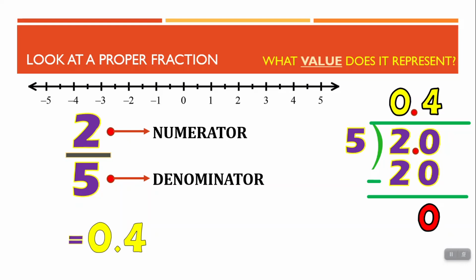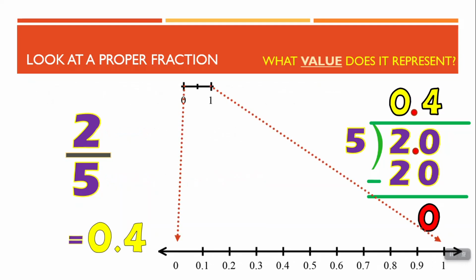Now, where does that fall on the number line? We have 0.4. So 0.4 falls between 0 and 1 on the number line. If we place 2 over 5 on the number line, which is really 0.4, it falls right there.